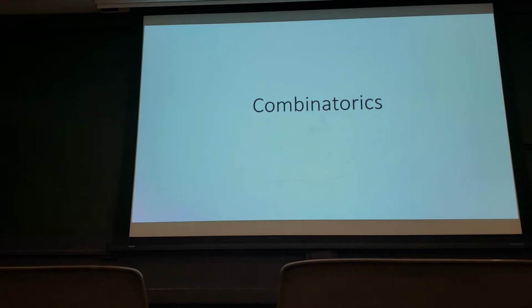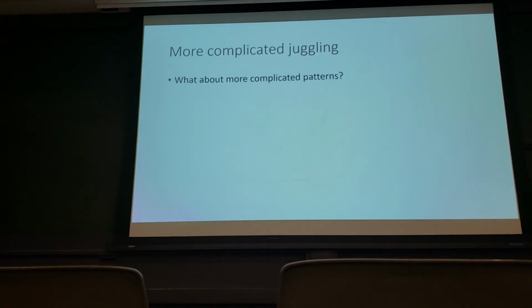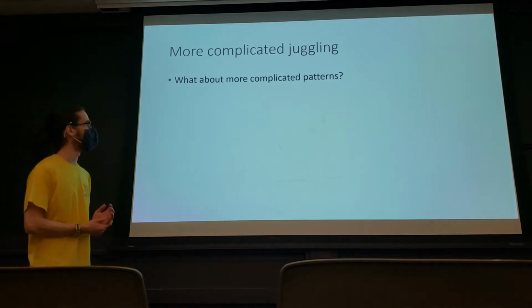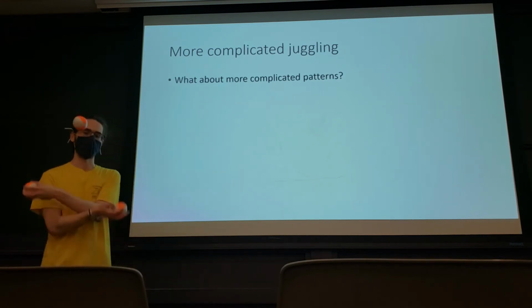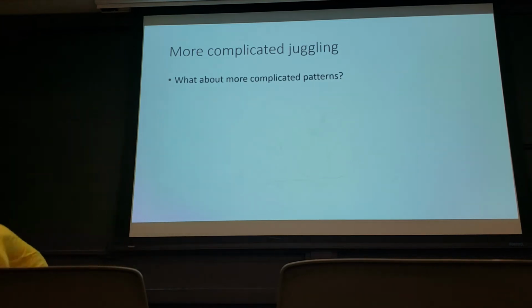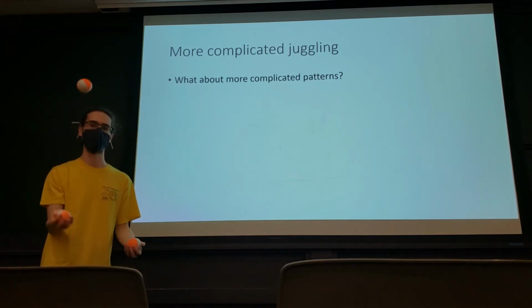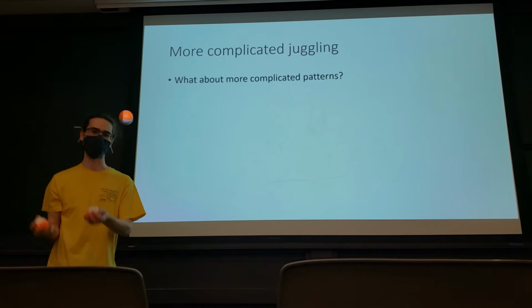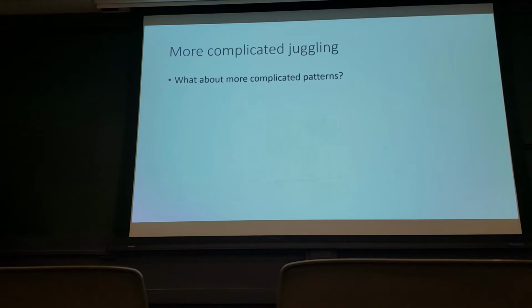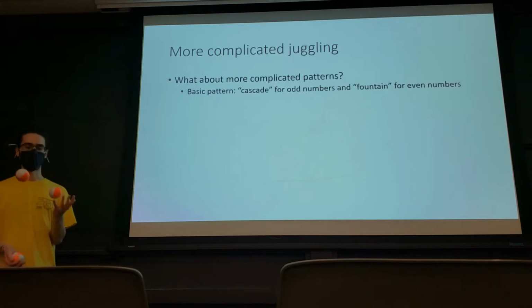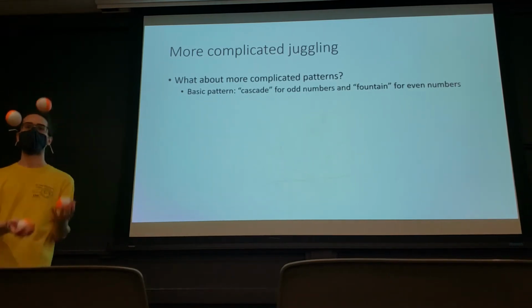Let's talk about math. This is all fine and dandy for basic patterns, but there's a lot more than just the basic pattern, right? You can do crazy things like holding onto a ball for a really long time, holding a ball in 2 hands, or juggling 2 balls in 1 hand and then switching back to the normal pattern, and throwing behind the back and all that sort of stuff. You can analyze each of them, but we'd like a general theory of this. The basic pattern is called cascade for an odd number of balls, or fountain for an even number of balls.